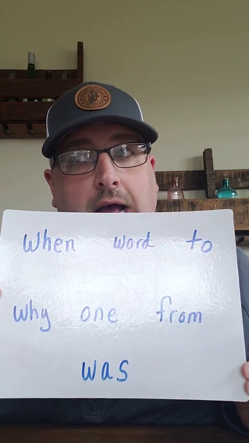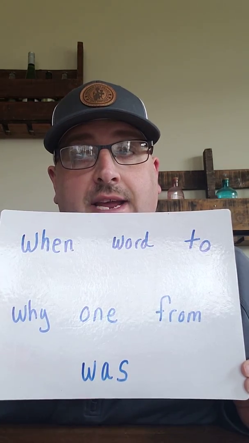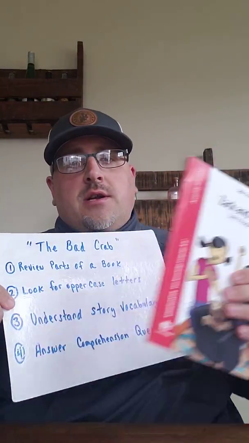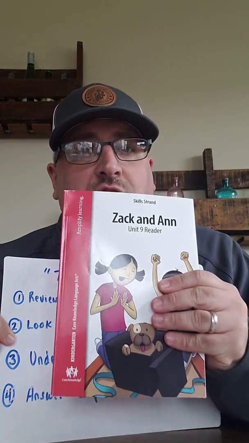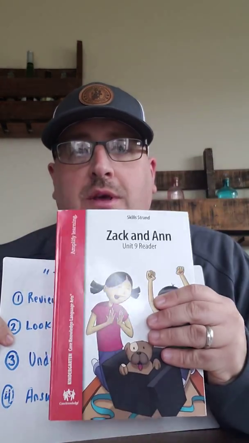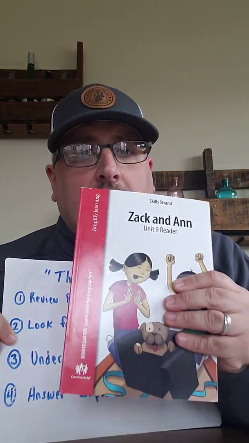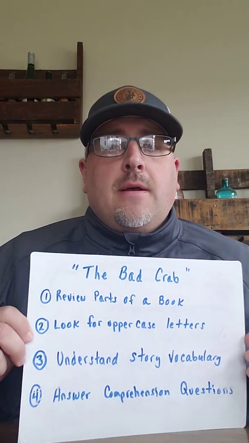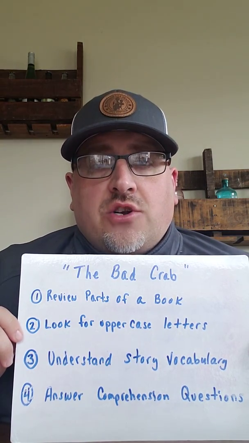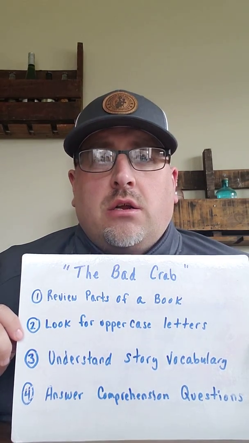All right. Now, let's get into the story. Let's take a look at the story. All right? And I have our book. Here is our book, Zach and Ann. All right, it's pretty cool. I can actually hold the book up and read it as opposed to the boards earlier. So let's take a look at our story and our objectives before we get into Zach and Ann. All right, the title of our story is The Bad Crab.